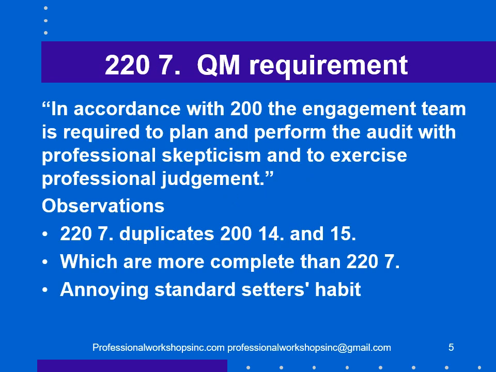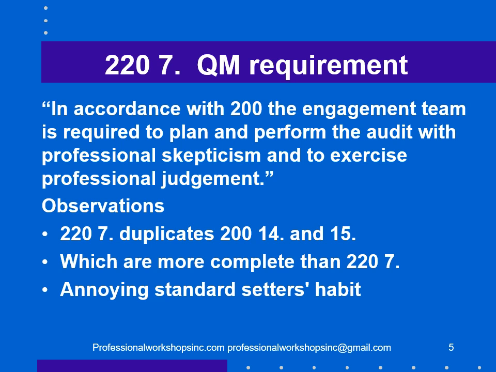So let's look at this particular paragraph, 227. It's a quality management requirement. And it says, in accordance with 200, the engagement team is required to plan and perform the audit with professional skepticism and to exercise professional judgment. Well, some observations. 227 duplicates 214 and 15. And 214 and 15 are actually more complete than 227.